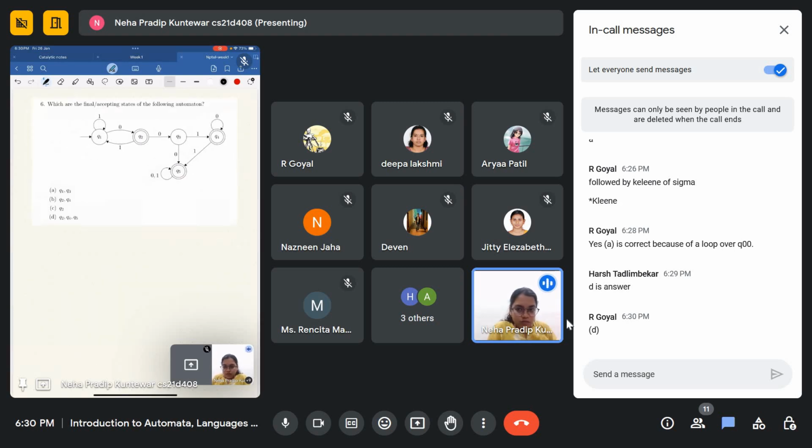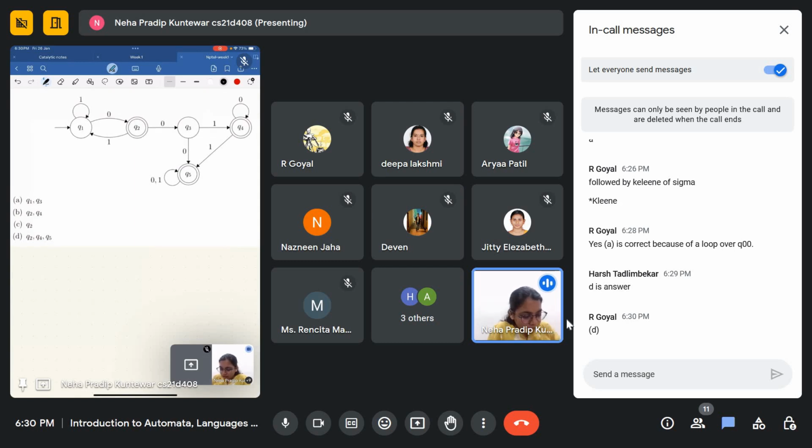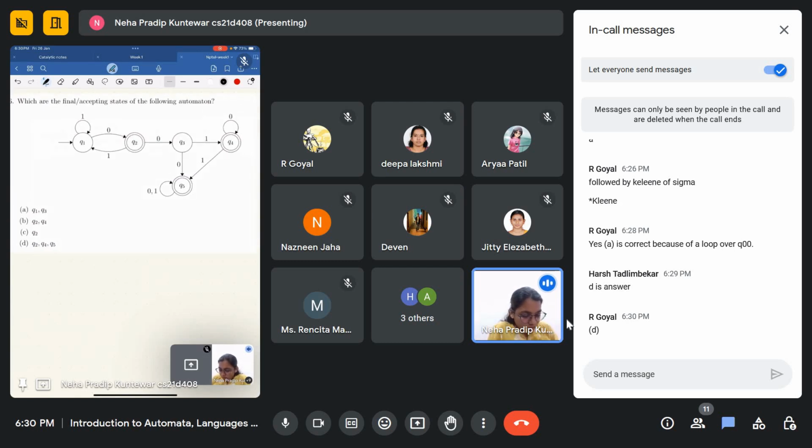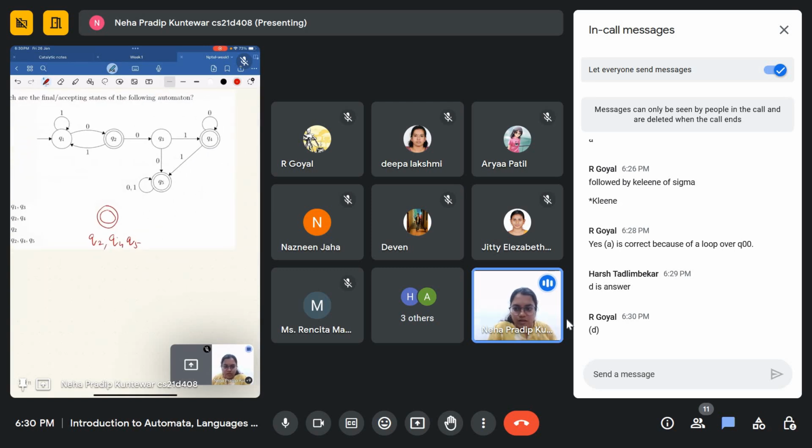I think all of you have answered it correctly. As per the convention, all the states that have a double circle on them are the final states for us. So in this case, we have Q2, Q4, and Q5, which are the double circle ones.